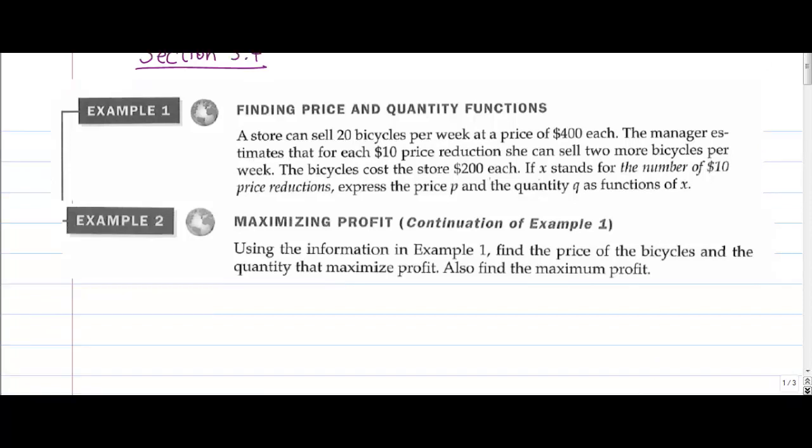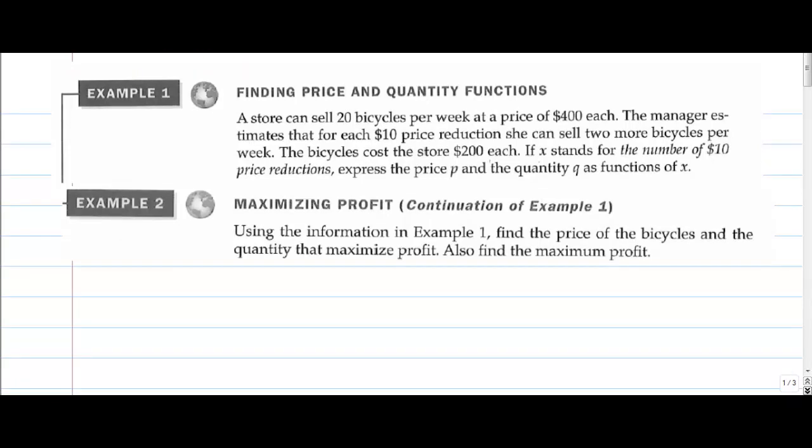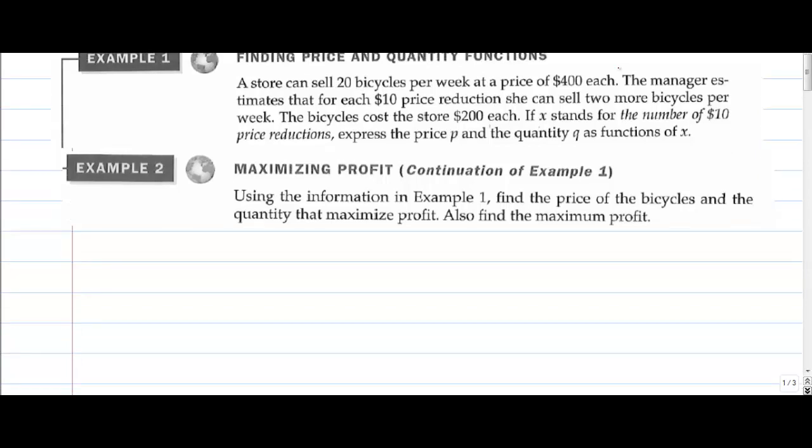Okay. So it says a store can sell 20 bicycles a week at a price of $400 each. The manager estimates that for each $10 price reduction, she can sell 2 more bicycles per week. The bicycles cost the store $200 each. X stands for the number of $10 price reductions. Express the price P and the quantity Q as functions of X.